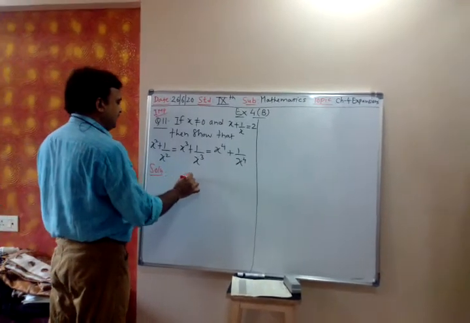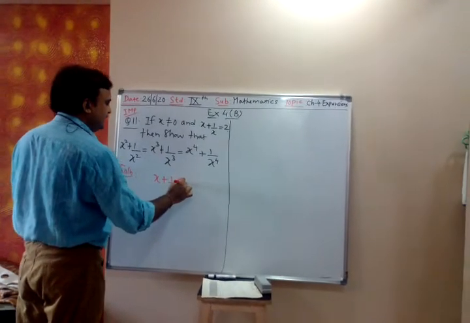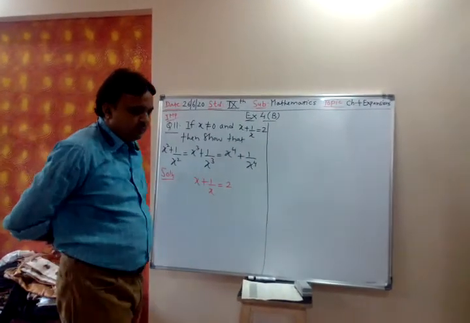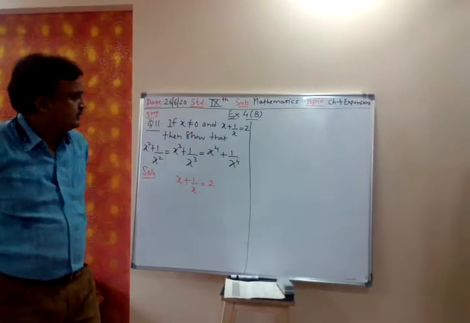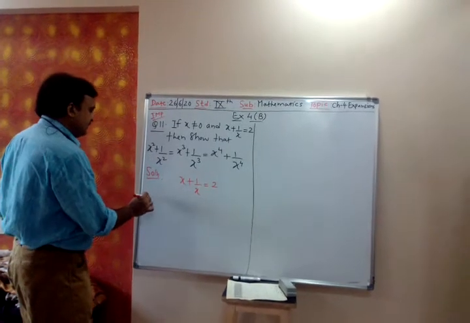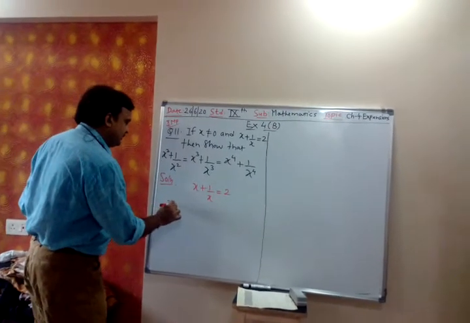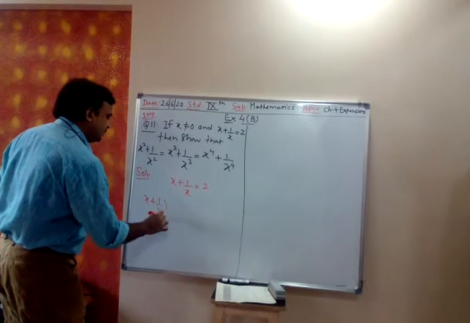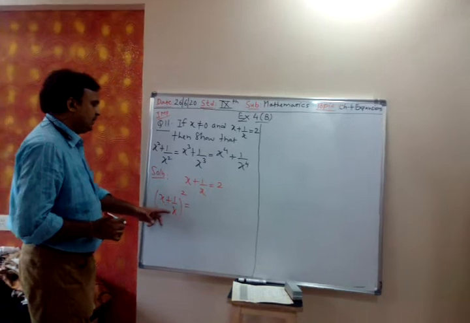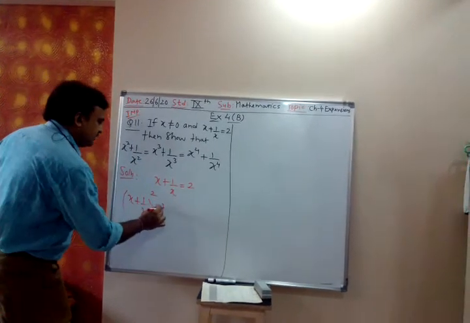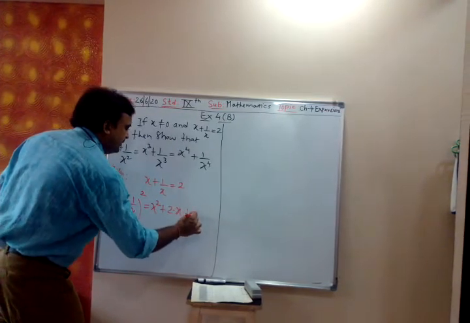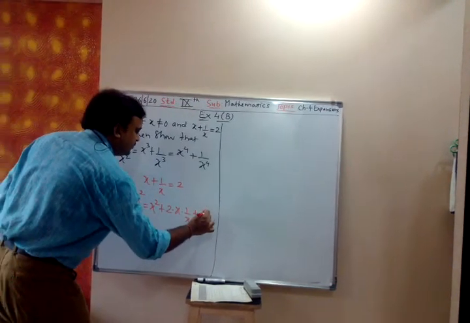It is given x plus 1 upon x is 2. It is given, 3 to 4 marks. Then to find x square plus 1 upon x square, I will consider x plus 1 upon x whole square. Use the formula a plus b whole square. So that is x square plus 2 into x into 1 upon x plus 1 upon x whole square.